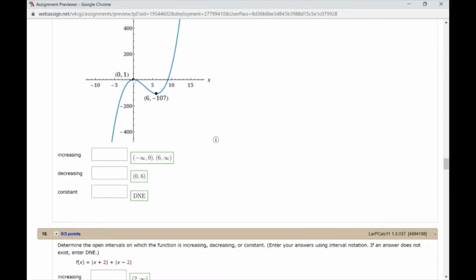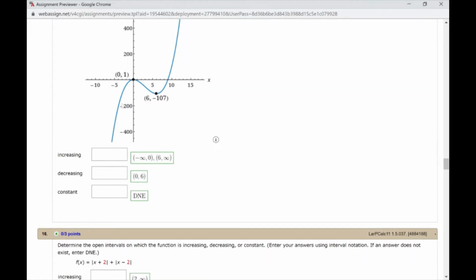From 0 on the x-axis, again, we're always looking at the x-axis for increasing, decreasing, and constant. 0 to right here. It stops decreasing right here. What is the x that corresponds to this point? They're even pointing out what the point is. 6. So it's decreasing from 0. Again, we're looking at the x-axis, not the y. 0 to 6 right here. So decreasing from 0 to 6.